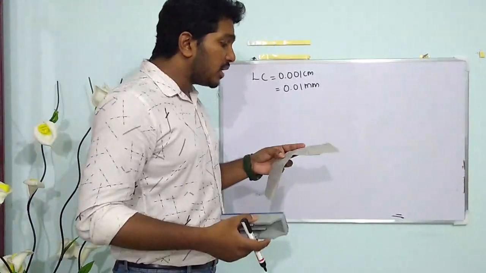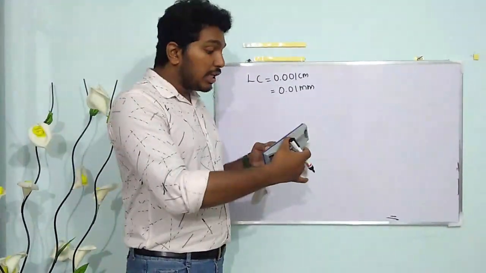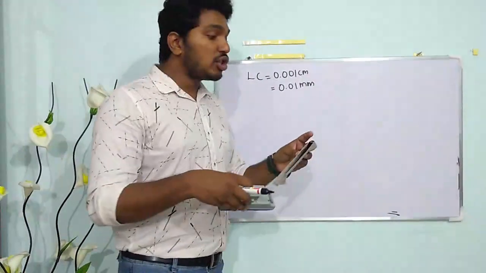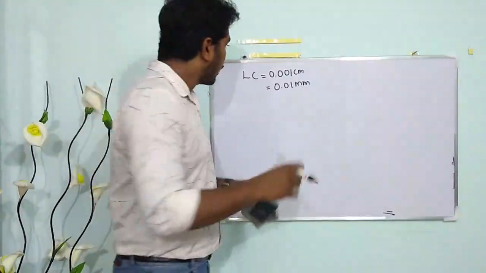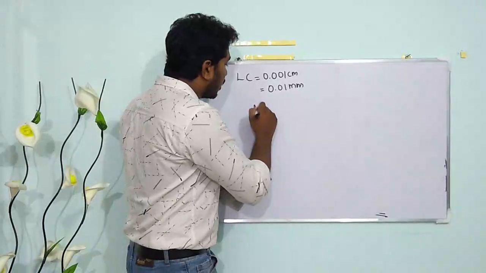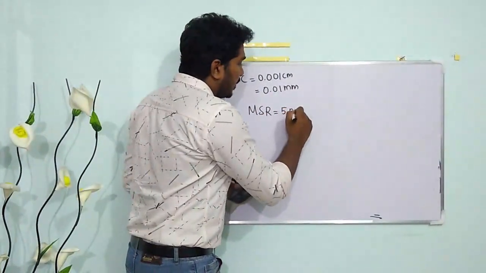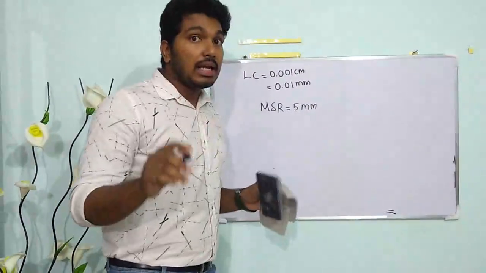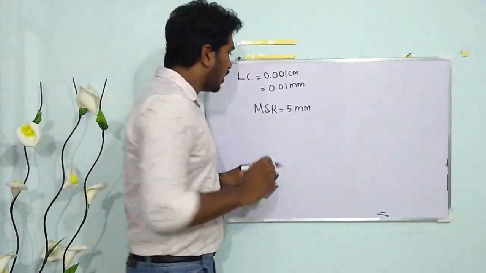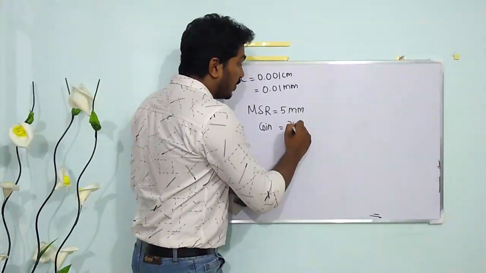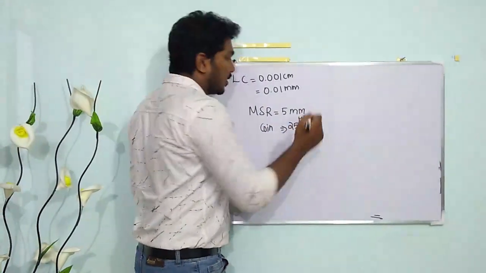The main scale reading is 5 millimeter and 0 of circular scale division coincides with 25 divisions above the reference line. So what is the main scale reading? MSR is equal to 5 millimeter. Okay. And what is the coinciding division? That is 25th division is coinciding.